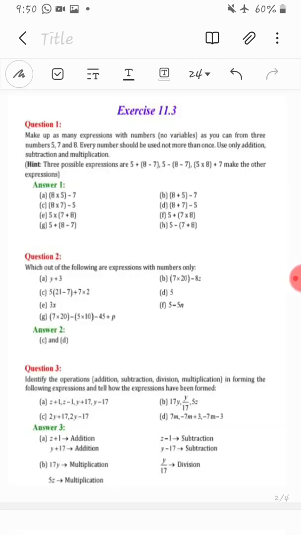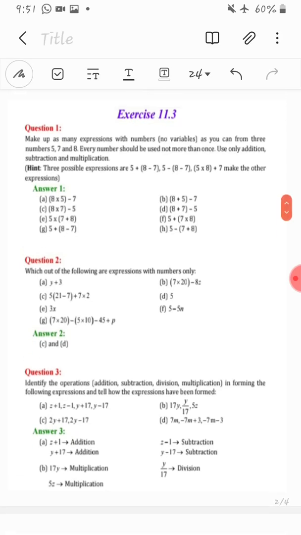So 11.3 exercise, question number 1: make up as many expressions with numbers, no variable, as you can from three numbers 5, 7 and 8. Every number should be used not more than once. Use only addition, subtraction and multiplication. That means we have to use only three signs, that is the plus sign, the minus sign and the multiplication sign, and using these three digits, 5, 7 and 8, we have to write some expressions.